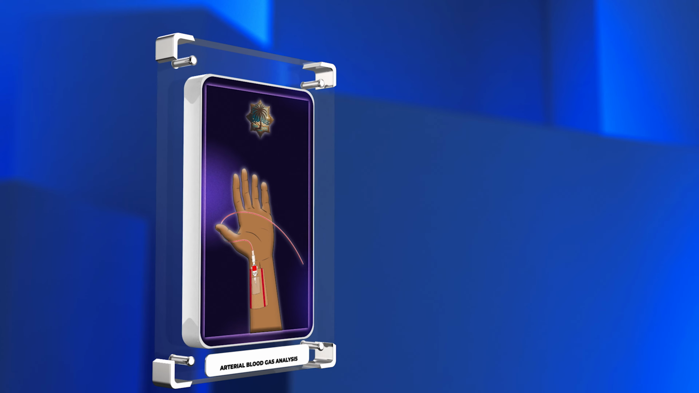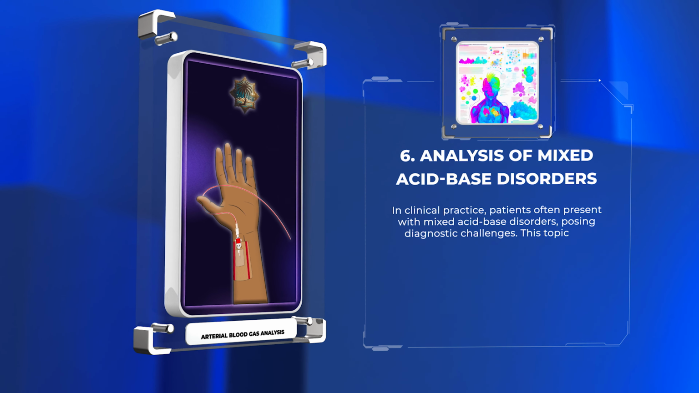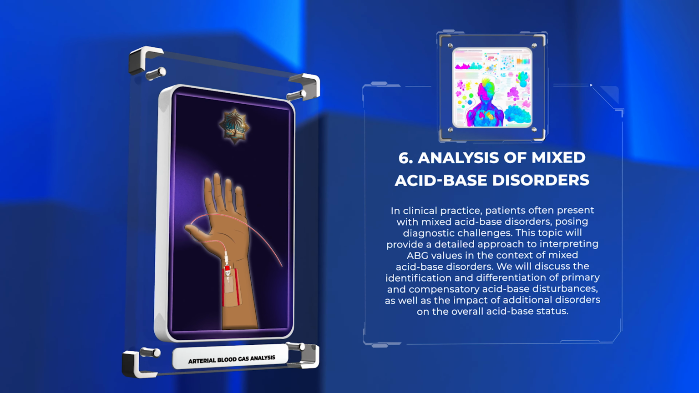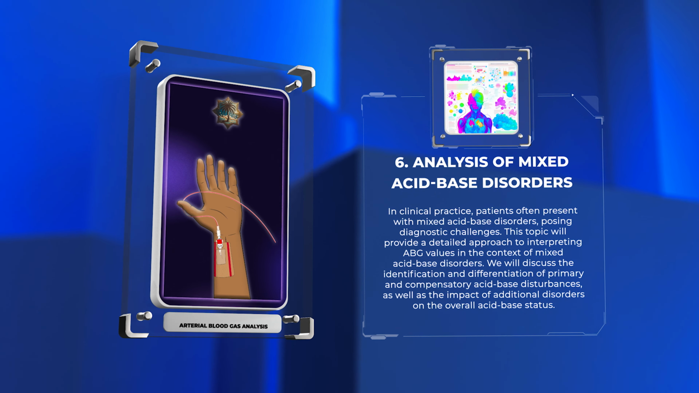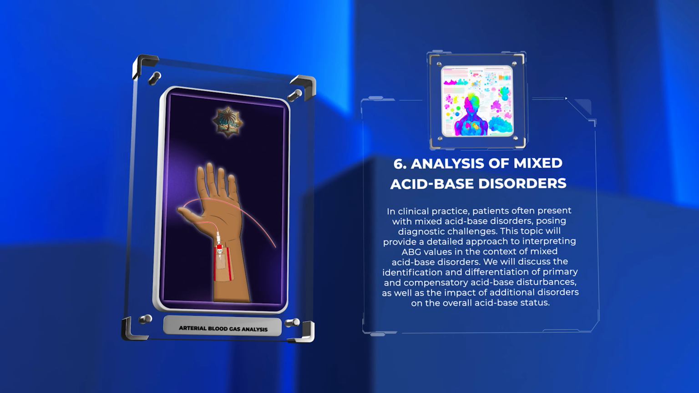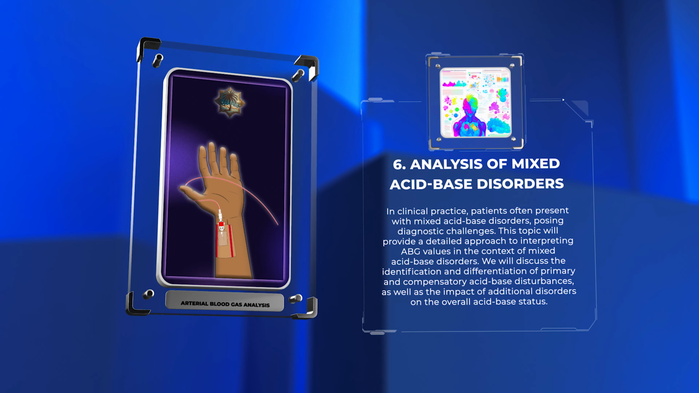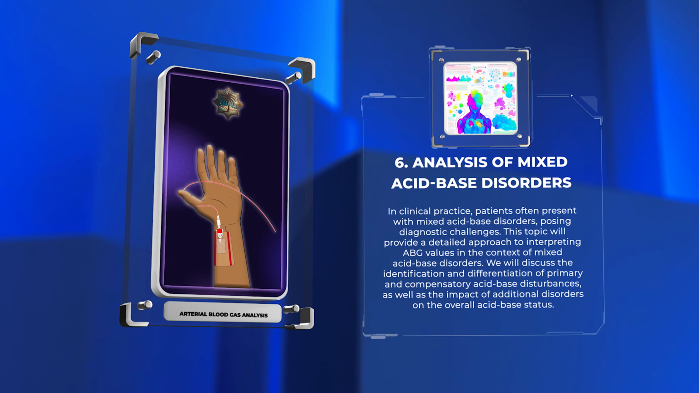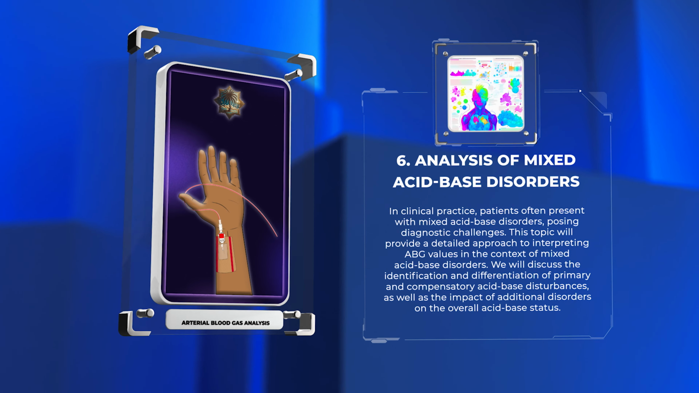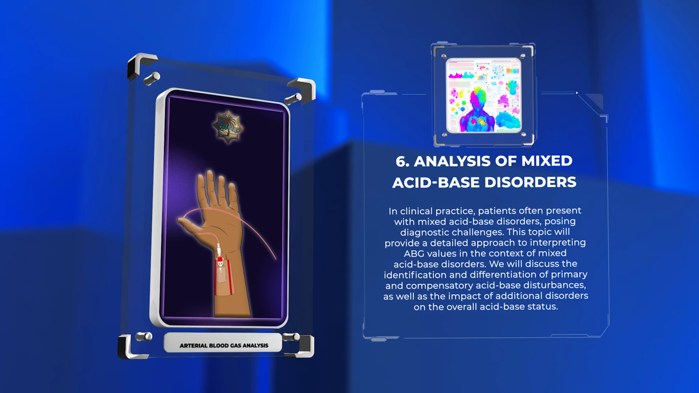In clinical practice, patients often present with mixed acid-base disorders, posing diagnostic challenges. This topic will provide a detailed approach to interpreting ABG values in the context of mixed acid-base disorders. We will discuss the identification and differentiation of primary and compensatory acid-base disturbances, as well as the impact of additional disorders on the overall acid-base status.